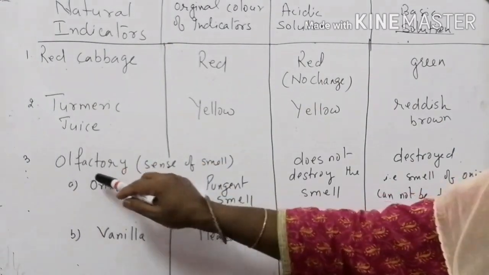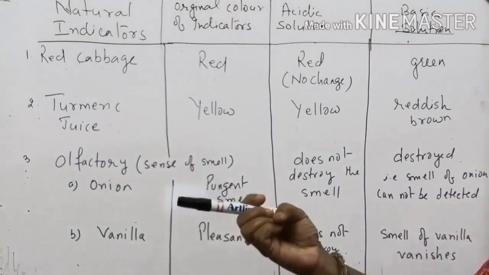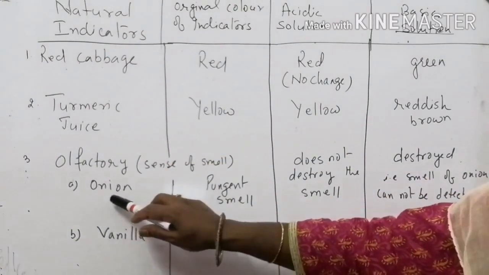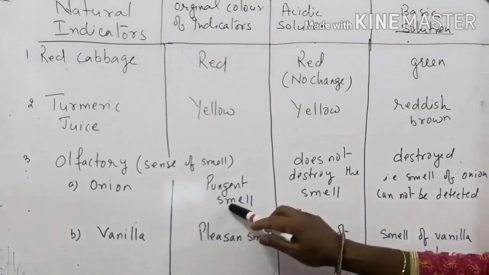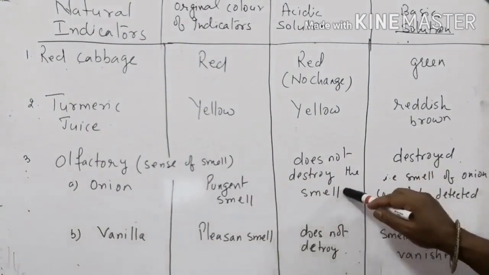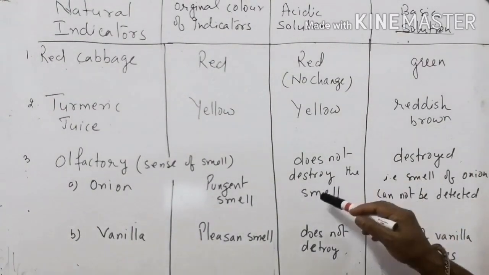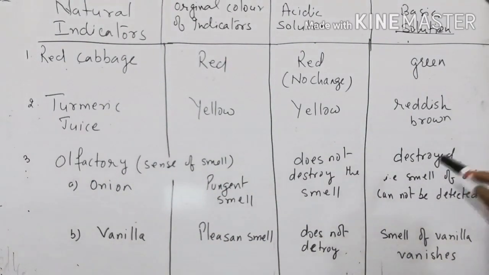Now next is olfactory indicator. Olfactory indicator means the indicator has some type of smell which can persist or be destroyed in an acidic medium or in a basic medium. Under that, number 1 is onion. Onion has a pungent smell. This pungent smell is not destroyed in the acidic solution. That means you can get the smell of onion if you put it in an acid. Whereas if you put the onion in basic solution, it destroys the smell. That means the smell of onion cannot be detected.